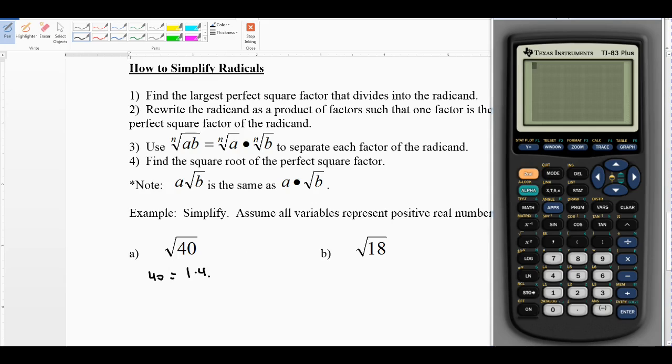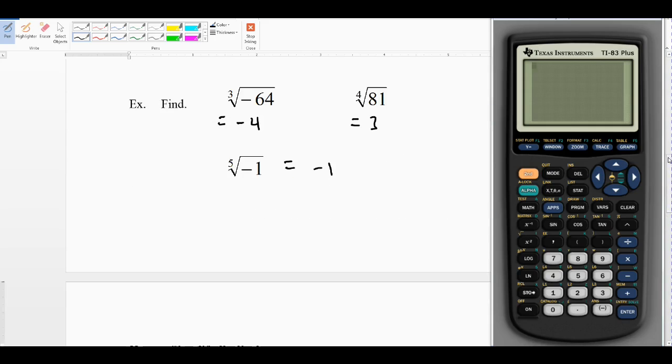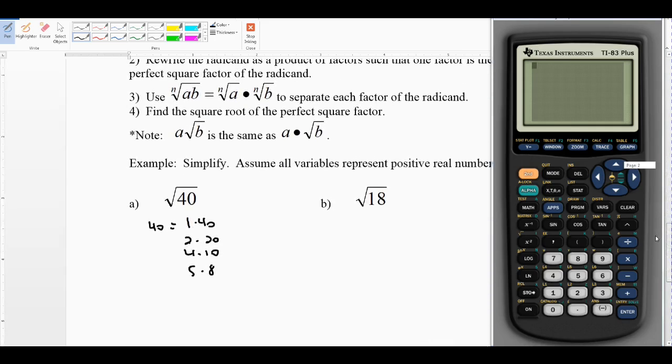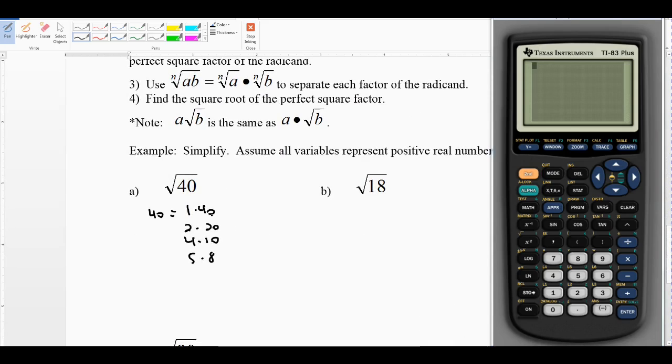Well, 1 times 40, 2 times 20, 3 won't divide, 4 times 10, 5 times 8, 6 won't go, 7 won't go, 8 will go, but we've already got the 8 in our list. So here are our 4 pairs of factors that give us 40. We multiply them together. So when you look at these pairs, this pair is the only one that has a number that's a perfect square.